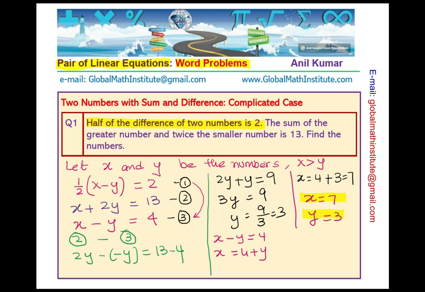Correct? So now you can see 7 minus 3 is 4, and half of that is 2. So it works, correct? I hope you have understood all these steps involved in solving the very first question. Clear? Let's move on to the second question now.